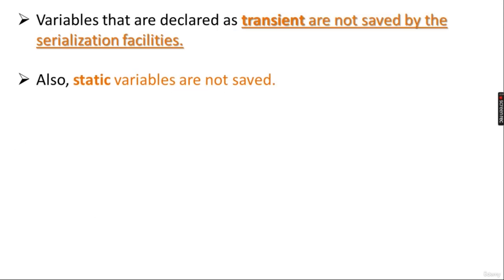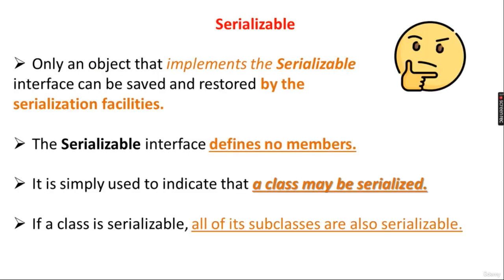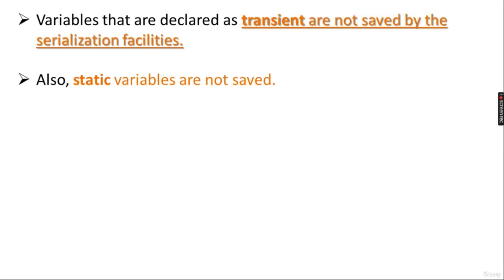Variables that are declared as transient are not saved by the serialization facilities. Static variables are also not saved in serialization. So you have to remember which classes are serializable and which classes are not.